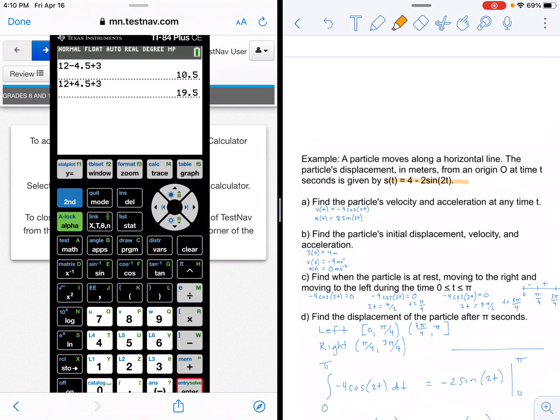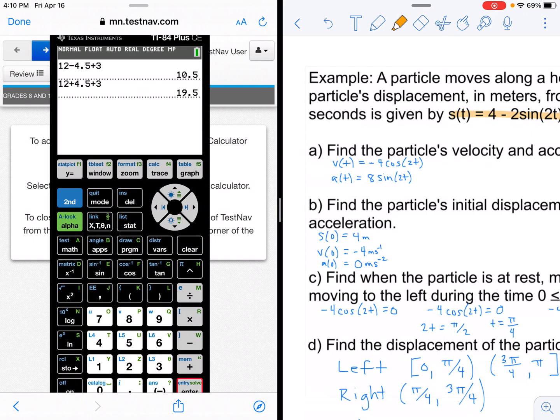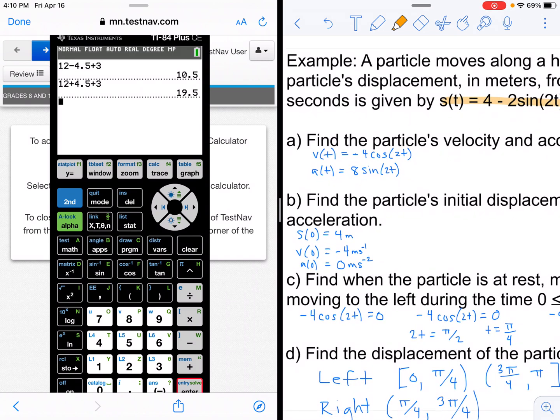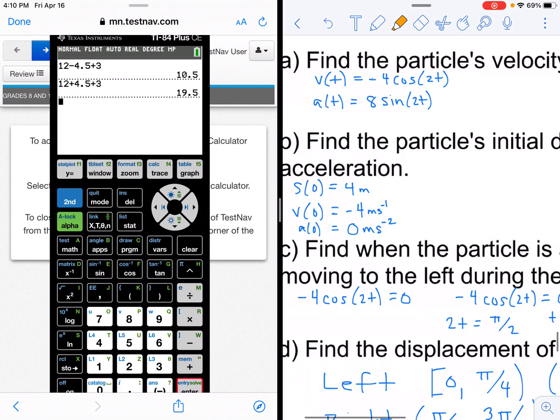Find the particle's initial displacement, initial velocity, and initial acceleration. So now I'm just substituting in 0 into my displacement function, velocity function, and acceleration function. When I plug in 0, the sine of 0 is 0, so I'm just left with 4. When I plug in 0, the cosine of 0 is 1. I'm left with negative 4. And when I substitute in 0 for the acceleration, I get 0. The label on velocity is meters per second, and the label on acceleration is meters per second squared.